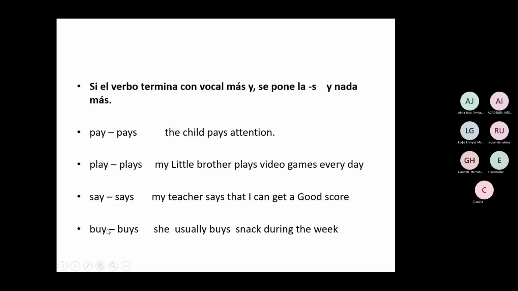Okay. This is another one. Buy. Buys. This is pronounced buys. Okay. Este sí se pronuncia buys. Buys. Another person can help me out reading the last one.